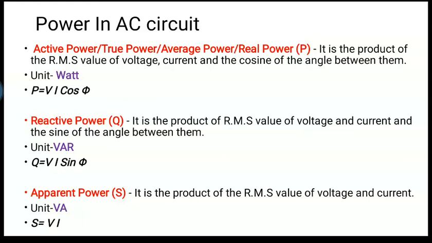VAR. Next one is apparent power. Apparent power is nothing but simple. It is a product of RMS value of voltage and current. It is denoted by S. S is equal to V into I, and the unit is VA. V is for voltage, A means ampere, that is for current. So these are the three powers. It is very simple. If you understood the formula, you can write the definition on your own. Just remember the units: watt, VAR and VA. If you know these three things, you can draw the power triangle also.